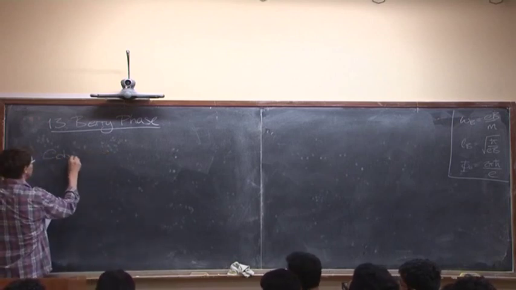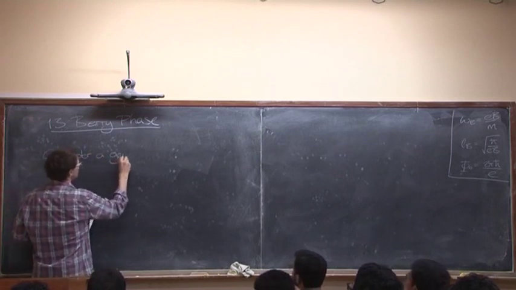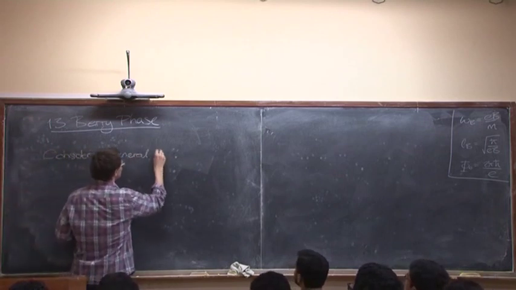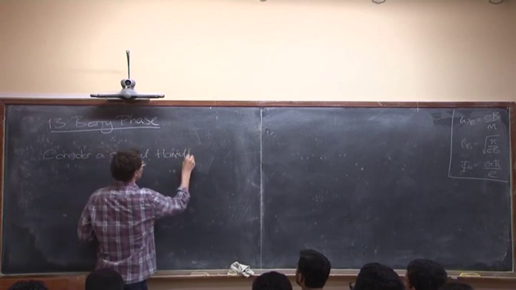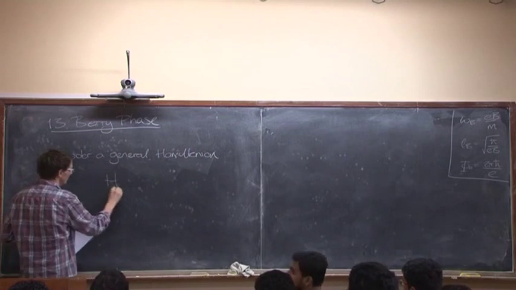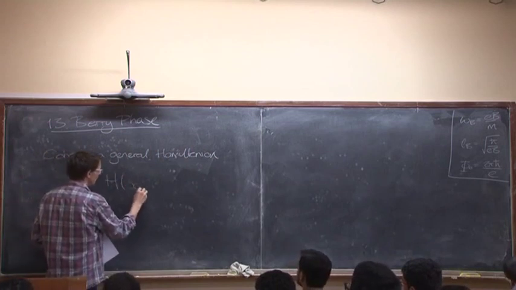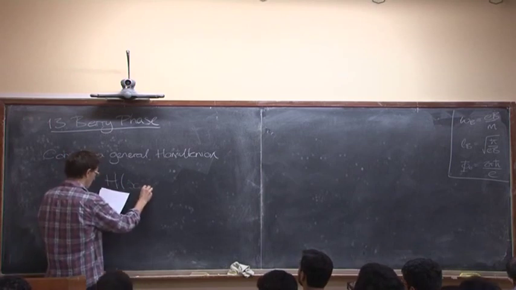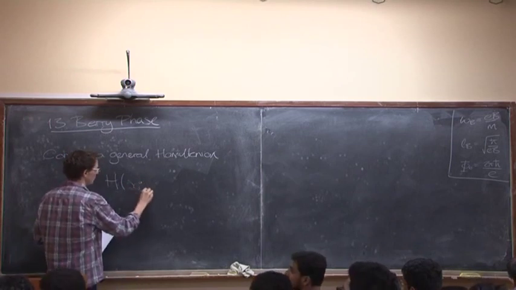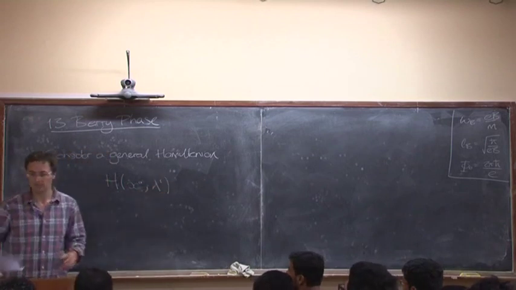So this is the idea. You consider a general Hamiltonian in quantum mechanics. And the Hamiltonian, we'll call it H, and it depends on two different kinds of variables, which I'm going to call x_a and lambda_i.